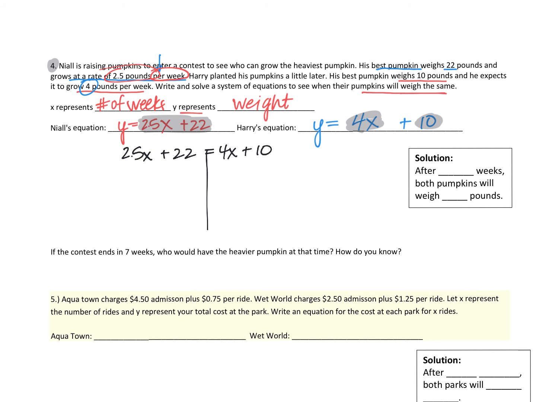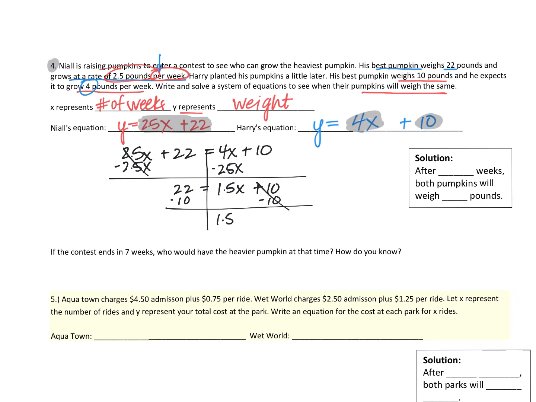All right, now I'm going to solve this. If you guys can go ahead and start solving this, you can go ahead of me if you want. I'm going to subtract 2.5x from both sides. Remember, you want to get the x's by themselves. I end up with 22 equals, 4 minus 2.5, I get 1.5x plus 10. Okay, my next step, get that x by itself. I'll subtract 10 from both sides.